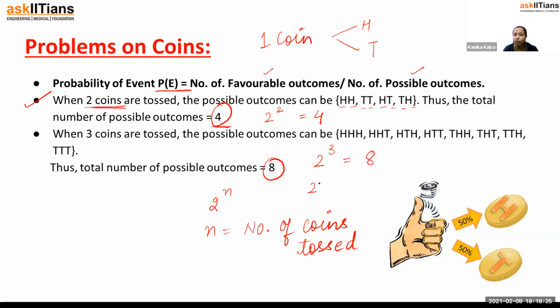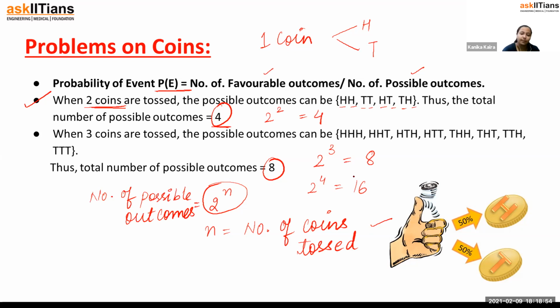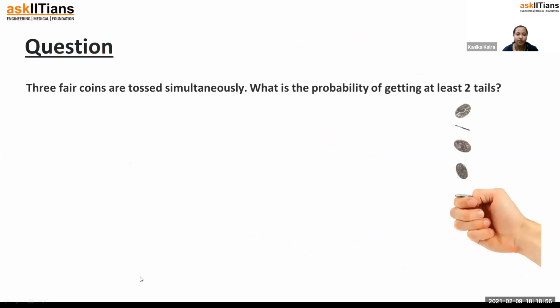If we talk about 4 coins, 2 raised to 4 would be 16, and so on. So if you are tossing 2 coins, 4 outcomes, 3 coins, 8 outcomes, 4 coins, 16 outcomes, and so on. This is the basic formula for finding the number of possible outcomes, where n should be an integer because it is the number of coins. Let's look at the question to understand the concept better.